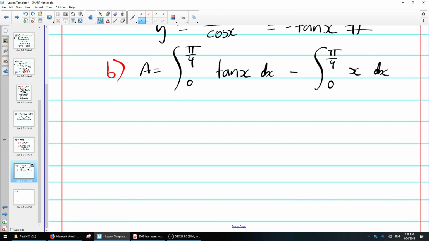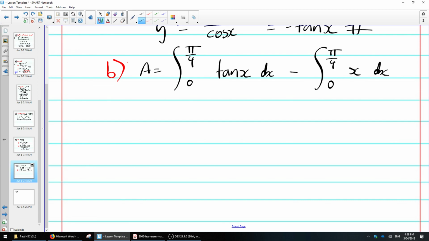Then going from there, we just did part A for a reason, right? Because we've never learned how to integrate tan x. We can do it, but it'll take a little bit of time. But we could differentiate tan x. The derivative of tan x is sec squared x, right?